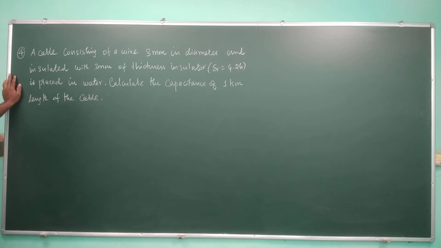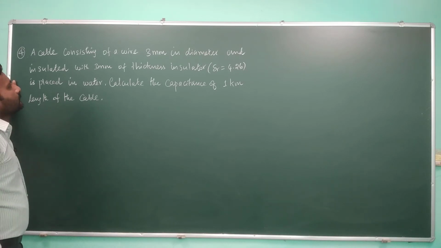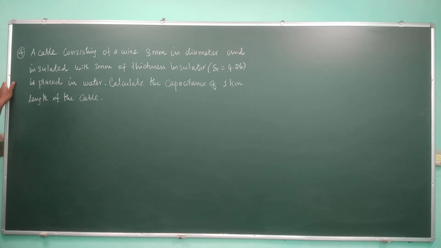Fourth problem: a cable consisting of a wire 3 mm in diameter and insulated with a 3 mm thick insulator, where epsilon r is equal to 4.26, is placed in water. Calculate the capacitance of 1 kilometer length of the cable. So this is the problem of the capacitance of a charged cylinder. Okay, the capacitance of the charged cylinder, that is the idea here.